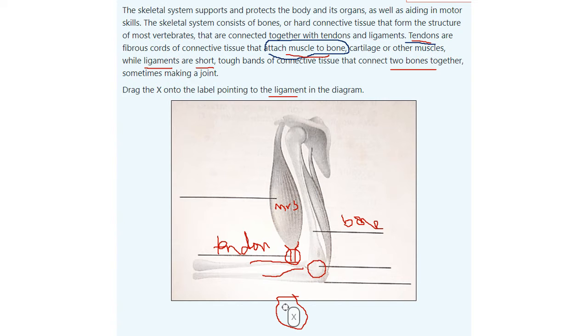Here we have two bones joining together. We have one bone here and we have one bone here. So where the two bones join together, we need to drag the X. We should have put the X on that line. We find that by seeing that the two bones connect together with a ligament.